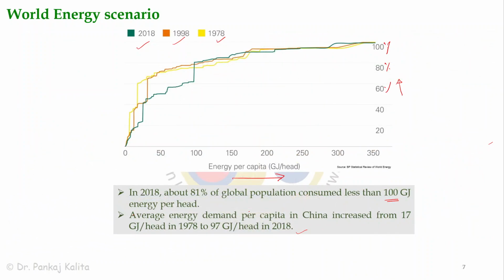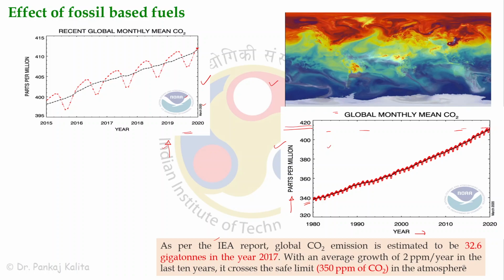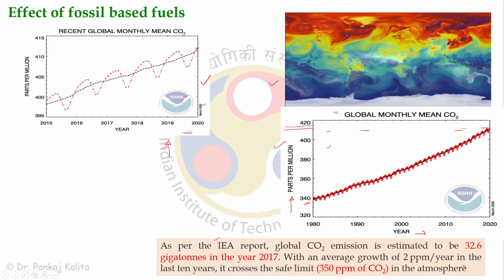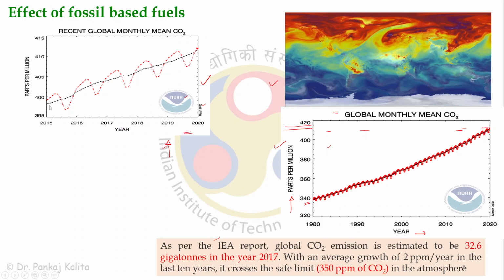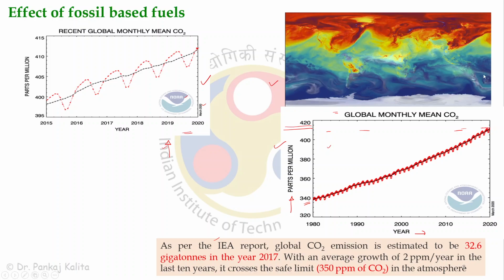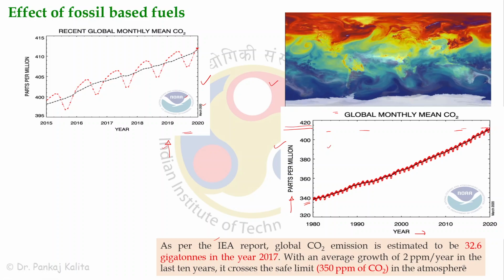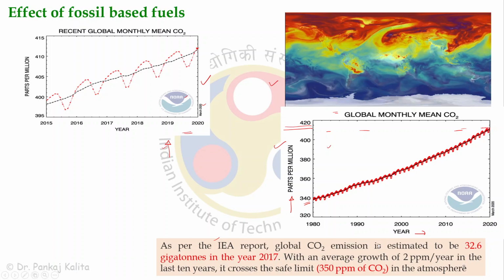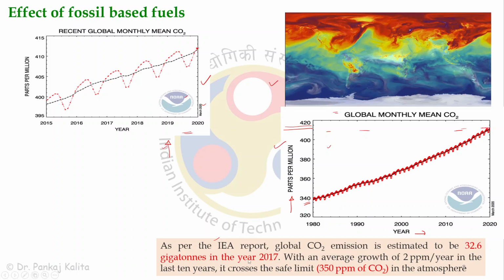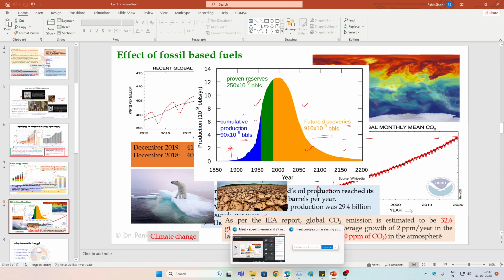This graph basically tells about the world energy scenario in three different decades, and what the effects of fossil fuels are. You can see the effect here, the rise in recent global monthly mean CO2 emissions, in parts per million. CO2 is growing. In 2015 it was 400, now it has reached almost 410. This is showing the temperature distribution. As per the IEA report, global CO2 emission is estimated to be 32.6 gigatons in the year 2017. That is a very huge amount of CO2 in a single year. The safe limit was 350 ppm in the atmosphere. Now it has reached 410 ppm. So you can see.